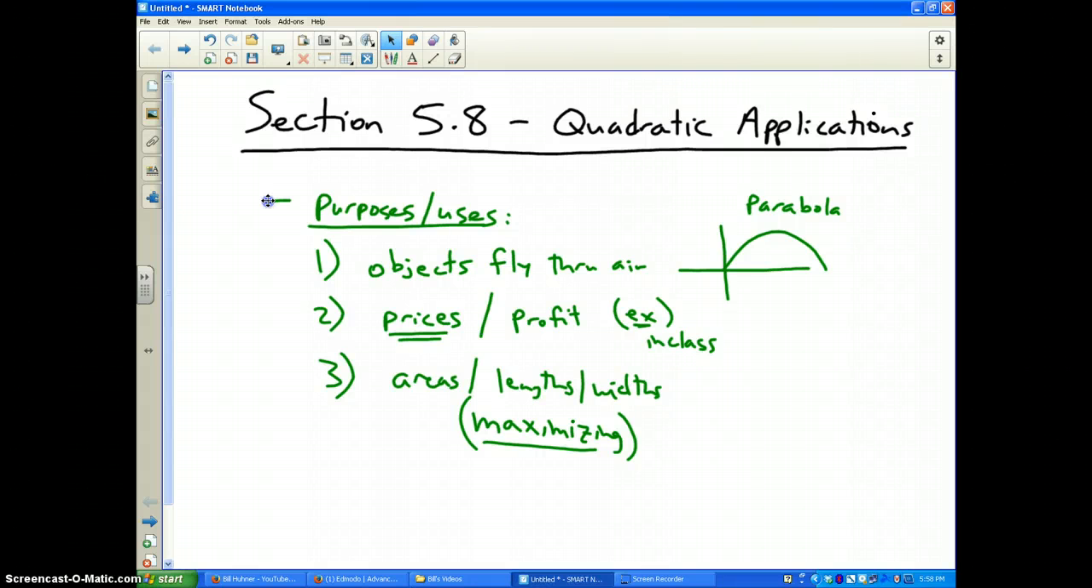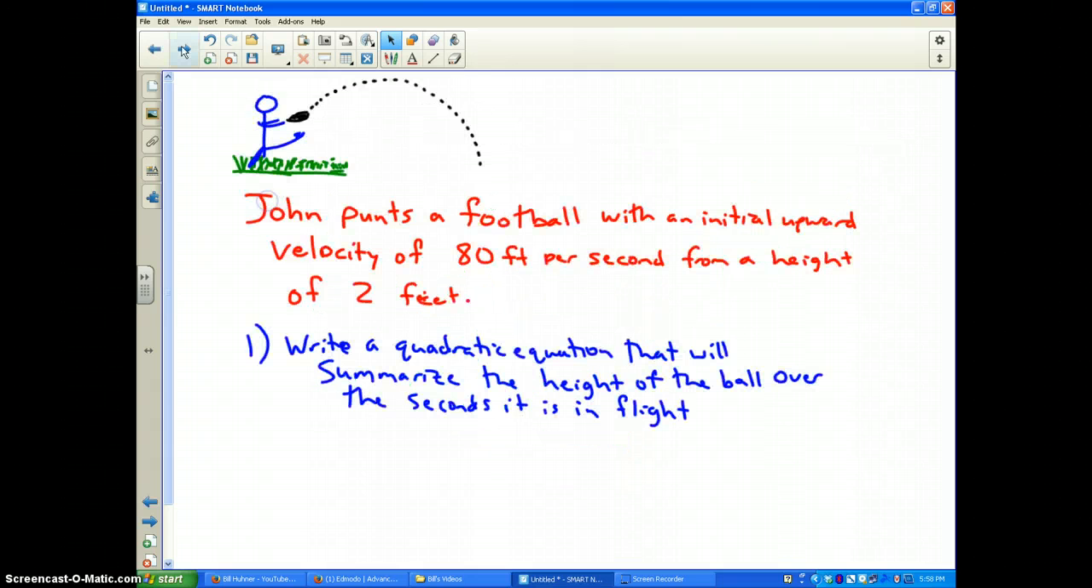Now, let's do one together. I'm going to forward the slide. And I have a very nice picture that I drew here of John. John's punting a football that has an initial upward velocity of 80 feet per second from a height of 2 feet. And obviously, the path of the ball is going to make this nice parabola. It's going to go up, and then it's going to come back down, and it's going to strike the ground somewhere over there.